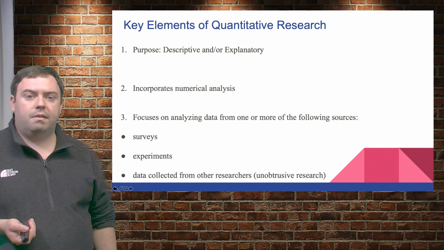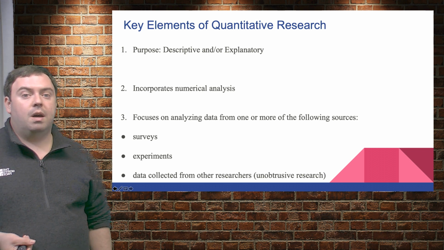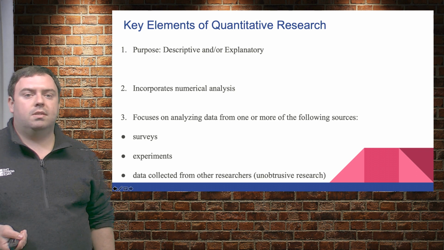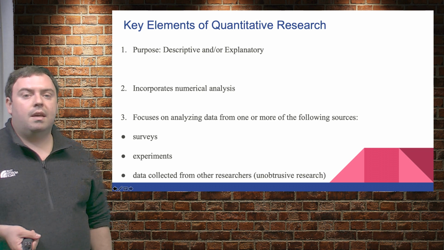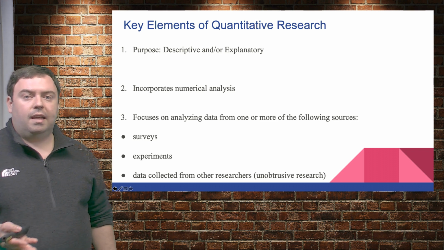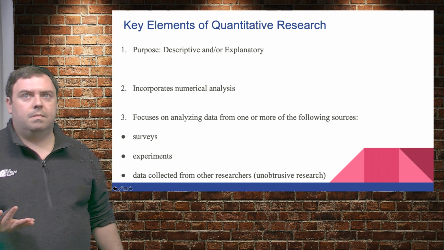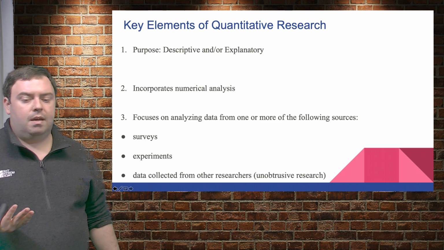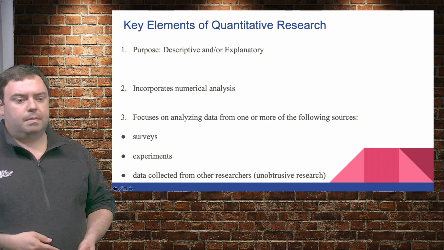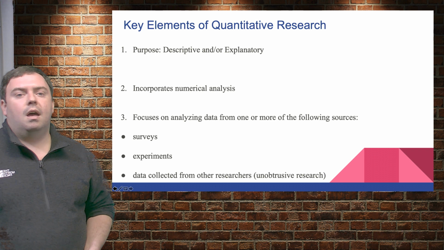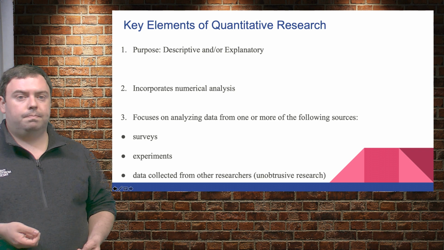Another key element of quantitative research, just like the name implies, is that it's going to have some type of numbers. There's some kind of numerical analysis. Sometimes you'll see that quantitative research will employ surveys that have a scale, like a Likert scale. For example, if you have the scale or the range, least likely to most likely. Either way, you can convert those values into numbers.